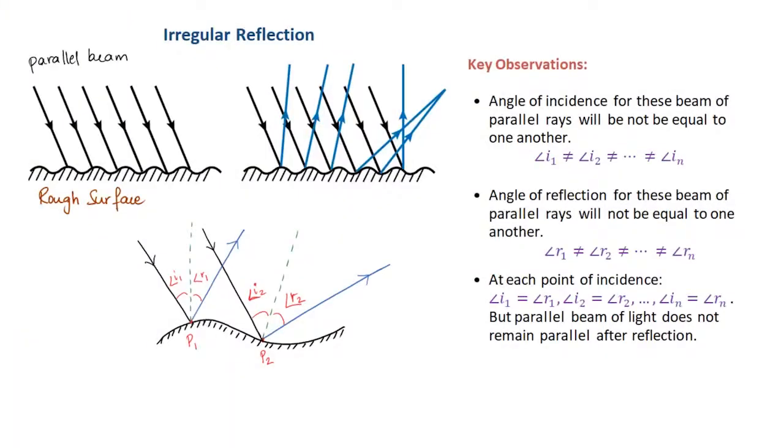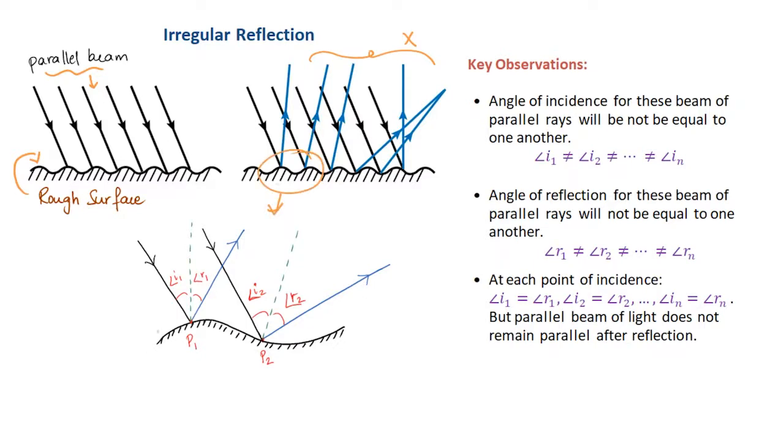On the other hand, if we have a rough surface and a parallel beam of light falls on the surface, it is easy to see that क्योंकि after reflection the beam no longer remains parallel. अब आप पूछेंगे ऐसा क्यों? Why? But let us consider a single ray to understand this.